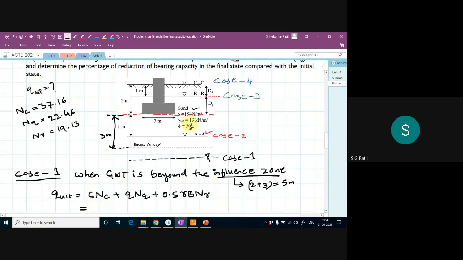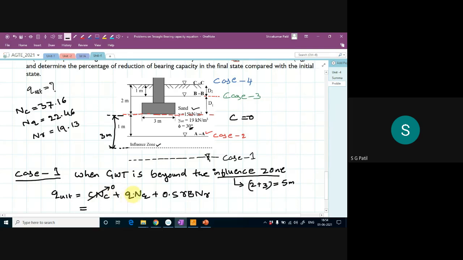So what is C? How much C is given? Anyway, C is not given, so this term will be 0. Why is it 0? Because C is 0 here, since it's pure sand. They told us it's a pure sand, that's why cohesion will not be there. So the first term will become 0.